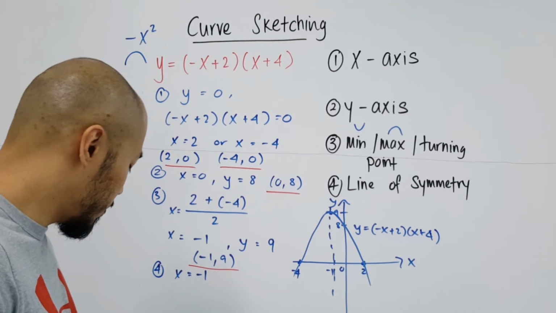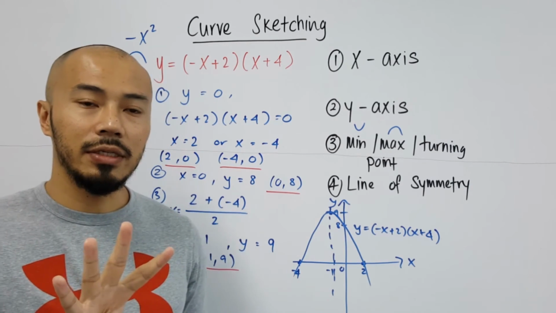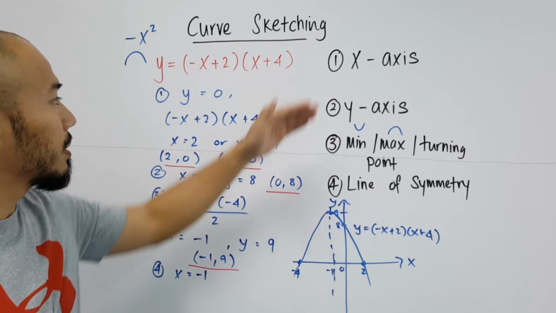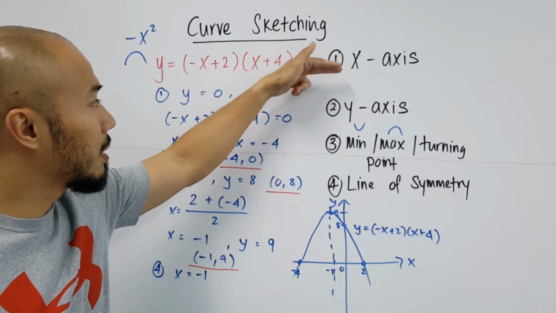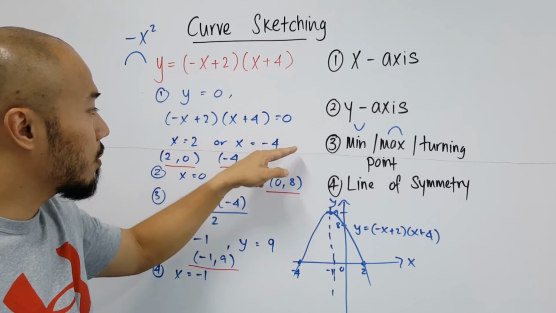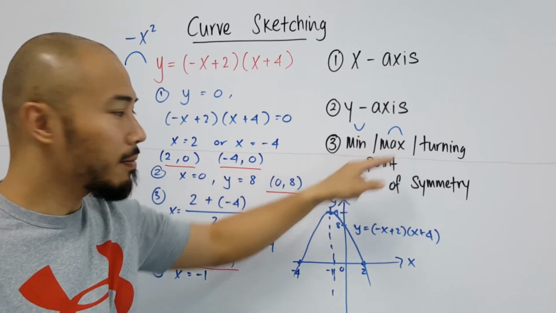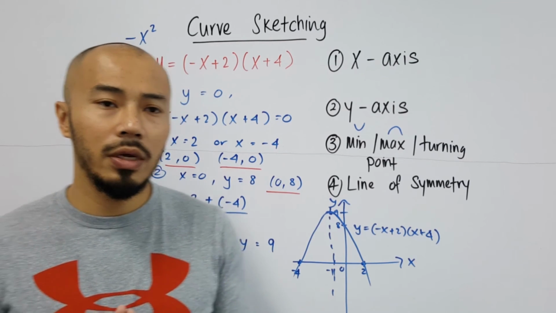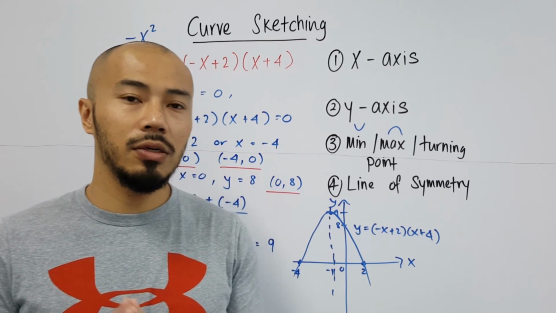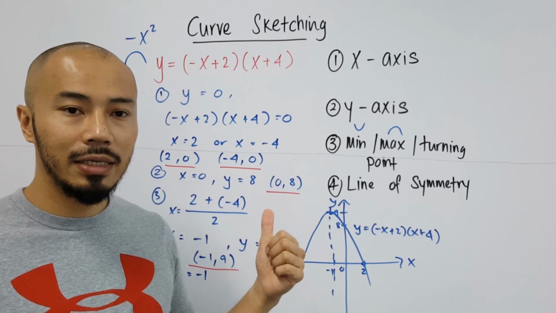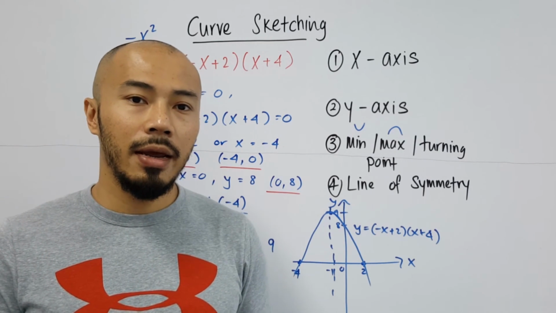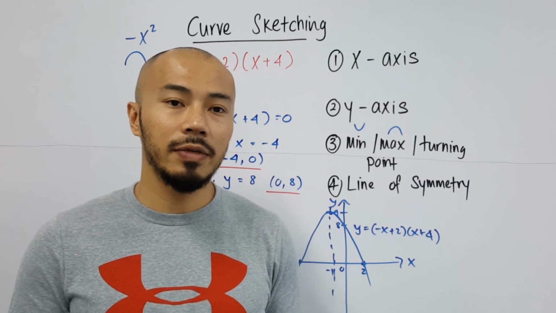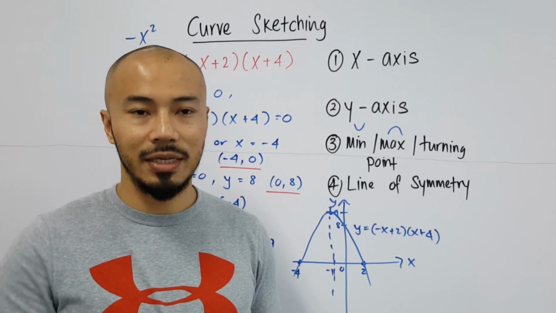Okay guys, so there's 4 simple steps in curve sketching. You must know what happens at the x-axis, the y-axis, find out whether it's a minimum or maximum curve, and lastly your line of symmetry. So if you are still not sure, or if you think you missed out some parts, you can just rewind and watch it again, and please do some practice so that you will be familiar with curve sketching. Right? Remember, just 4 steps in curve sketching.